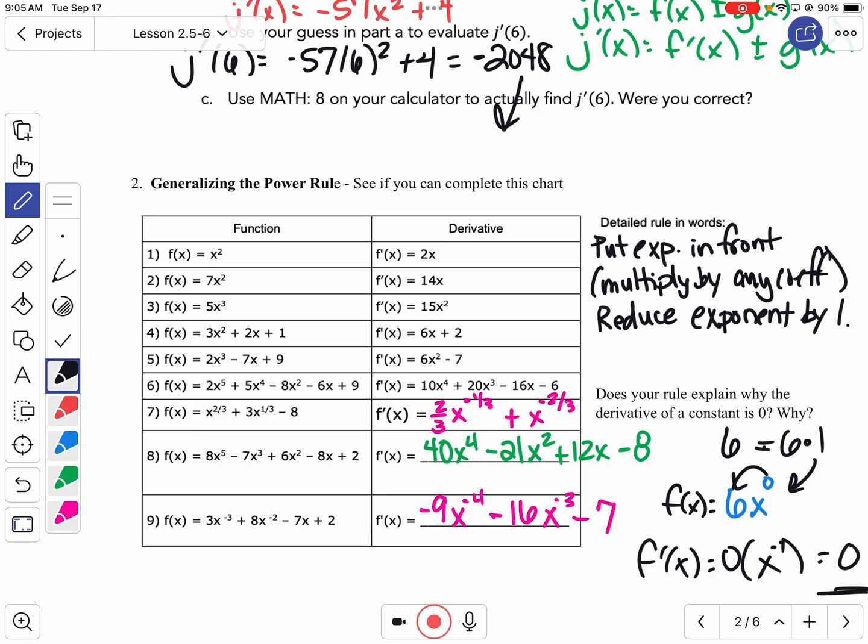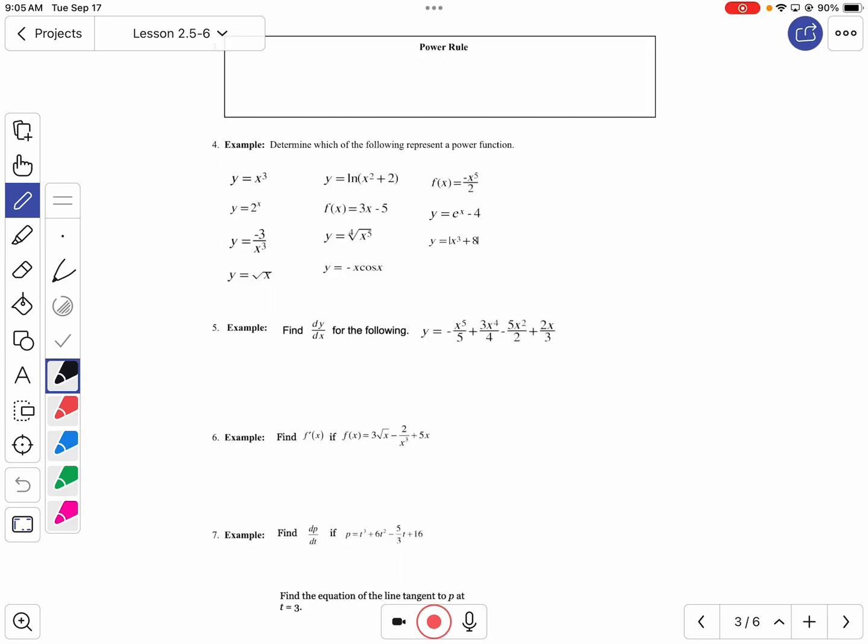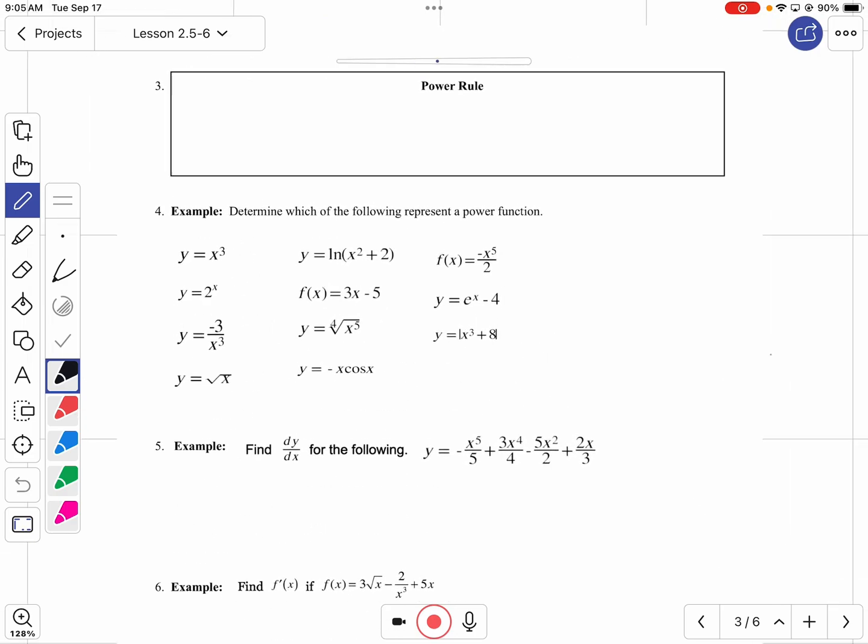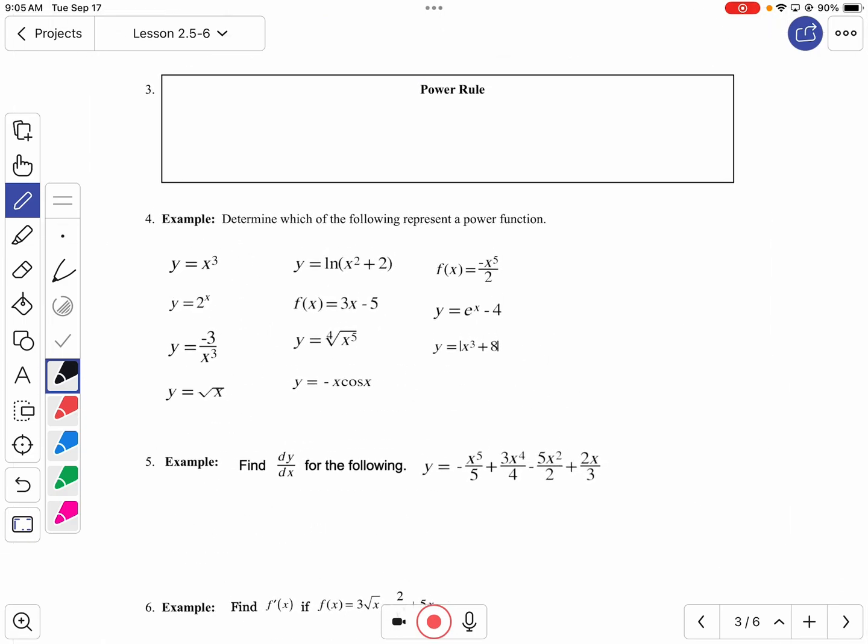Let's formalize it a little bit. So the power rule, we're going to put it in formal mathematical notation. Okay, this would be something good to go on your formula sheet. If f of x is equal to x to the n, f prime of x is n times x to the n minus 1. Okay, we bring that exponent in front, multiply it, and then subtract 1 from the exponent.